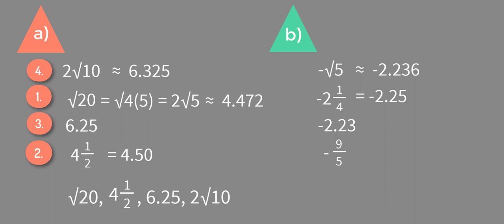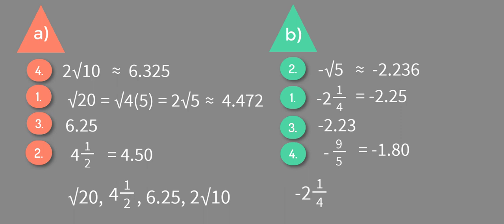Negative 2.23 is already written in the form we need. And then negative 9/5, that is the same as negative 1.8. So in order of least to greatest, we're looking at negative 2.25 being first, negative 2.236 being second, negative 2.23 being third, and then negative 1.8 being fourth. Putting them in their original form, we have negative 2 1/4, negative square root of 5, negative 2.23, and negative 9/5.